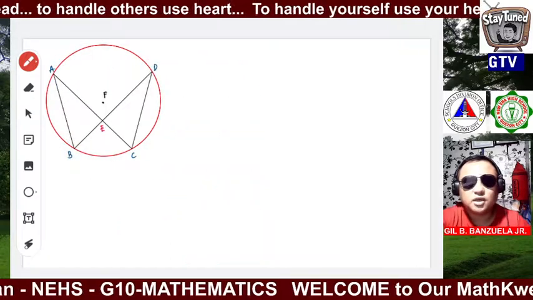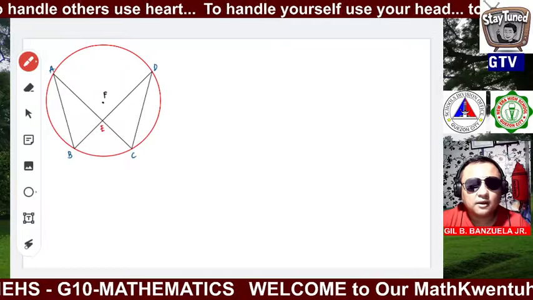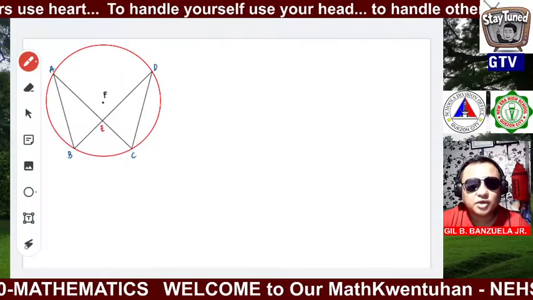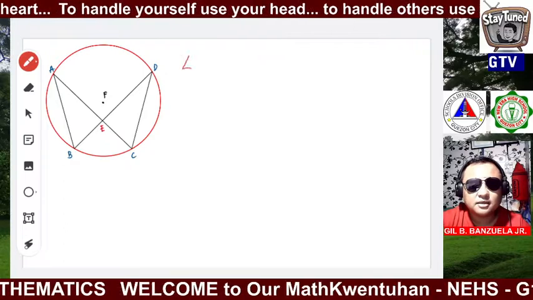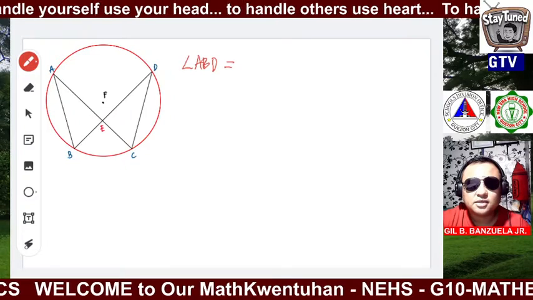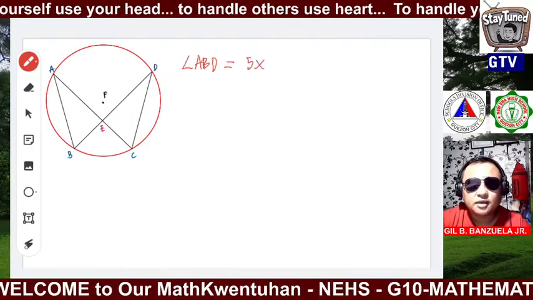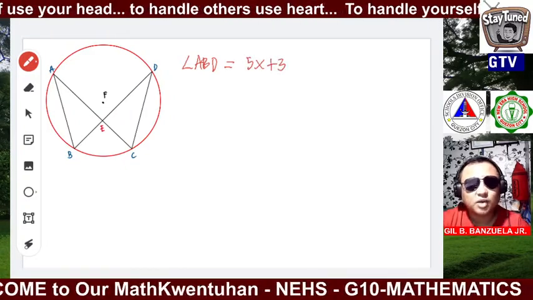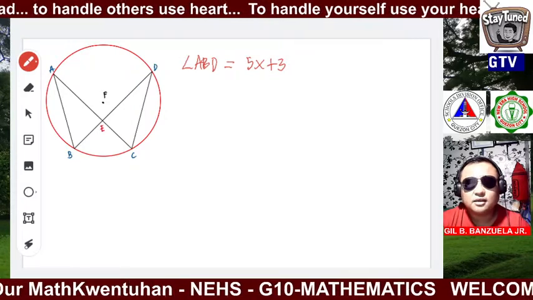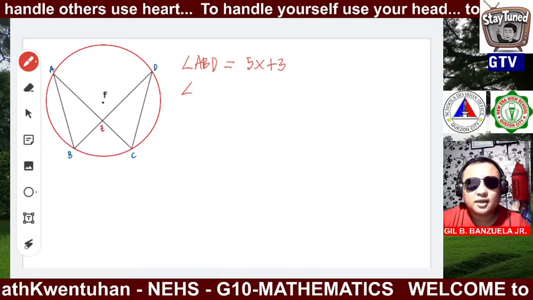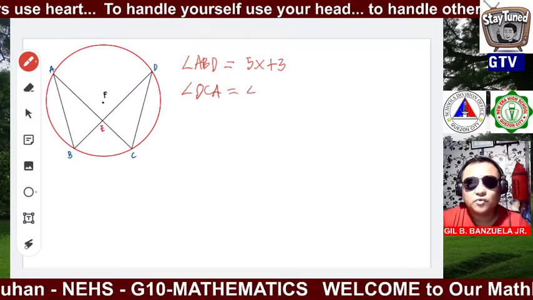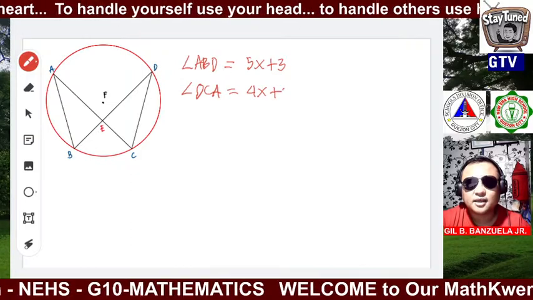Okay. So, ang given natin guys, binigay ang measure ng angle ABD. Yung measure daw ng angle ABD is equal to 5x plus 3. So, for a while, mamaya alamin natin yung actual measurement niya. And the measure of angle DCA for a while is equal to 4x plus 10.